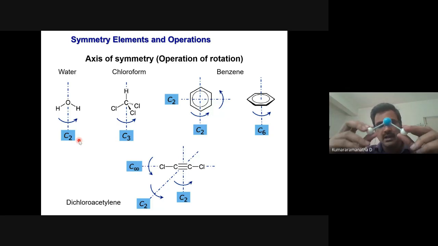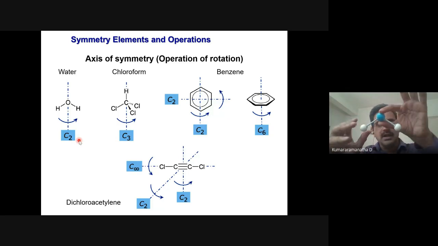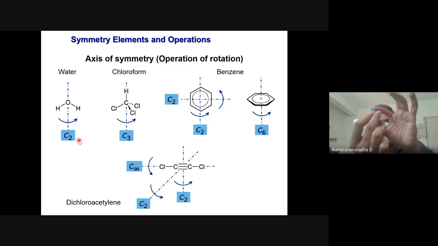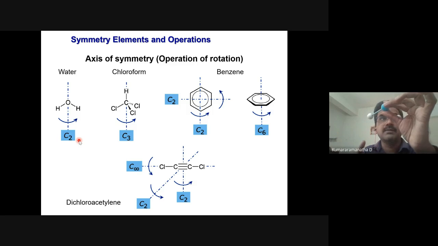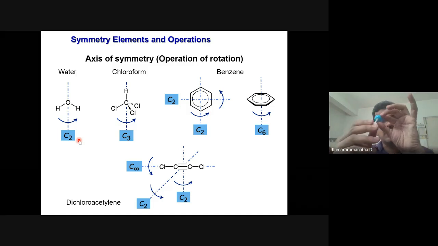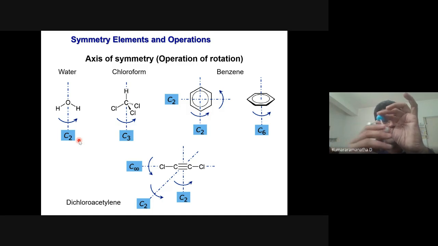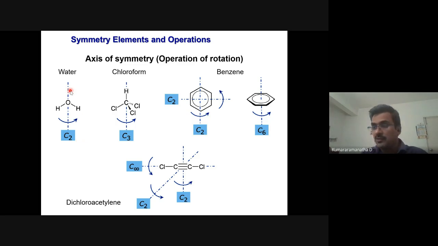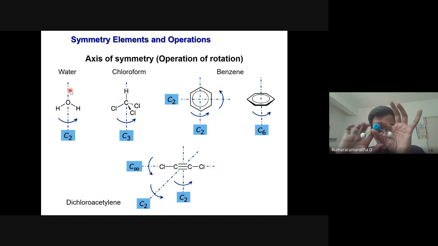Now if you rotate it by 180 degrees, it becomes symmetric. If you do a 90-degree rotation, it is not symmetric. What you started with is not the same. So if you do a 180-degree rotation, then it is symmetric. Okay, so how you do symmetry is, we are turning with respect to this, see the blue ball.